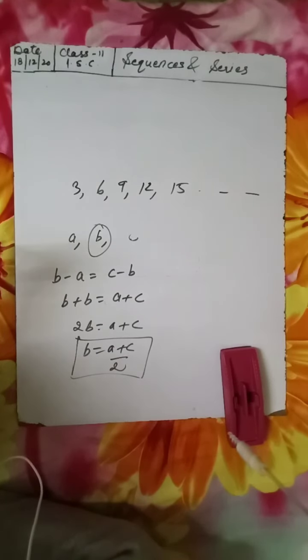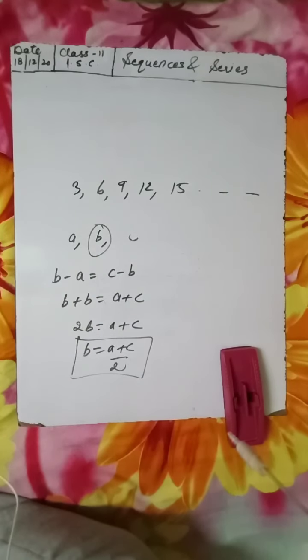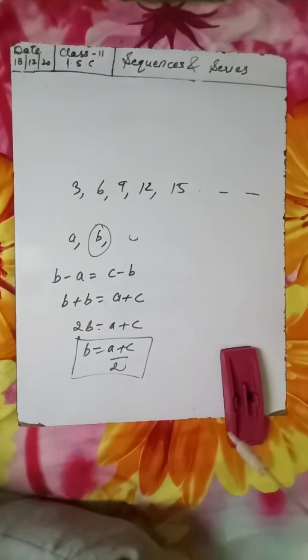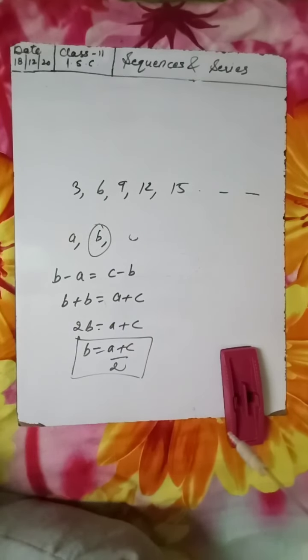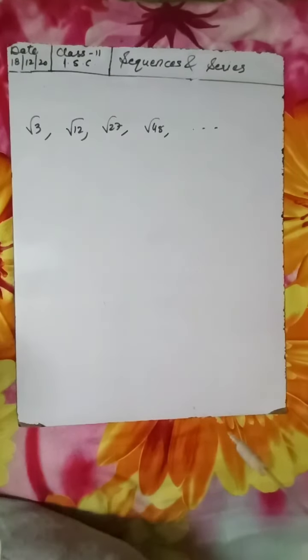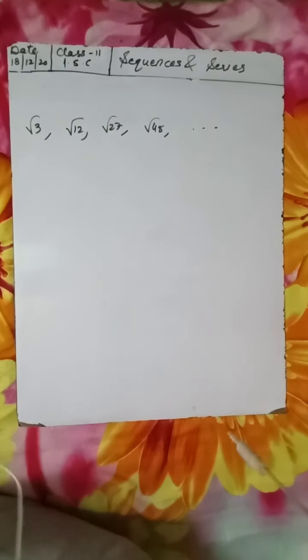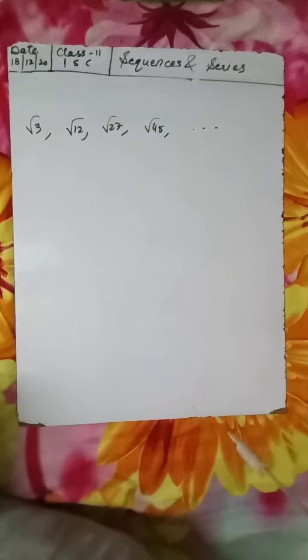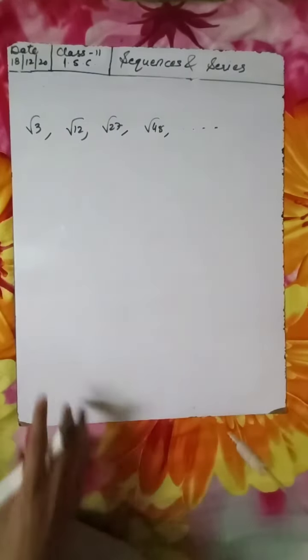Then comes exercise 10.2, which is purely based on the general formula, a plus n minus 1 into d. So let's do some questions of it. The question is, we need to find the 10th term of the sequence, and the sequence is root 3, root 12, root 27, and root 48.